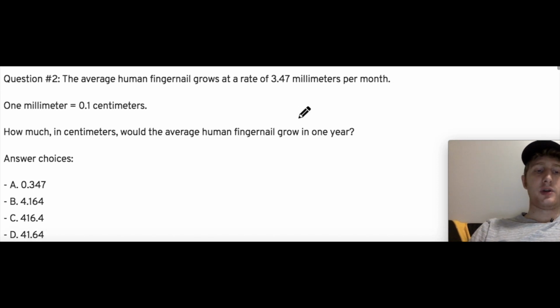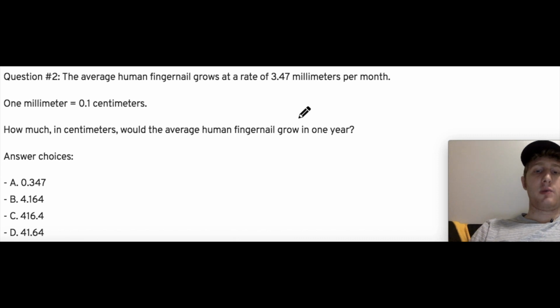Okay, let's go over this question now. So here what we want to do is understand that there's multiple ways to approach this. As with most questions on the GED, for math and for science, there's not usually just one way to think about it. But here, let me show you how I think is the best way to approach it. So we're given this 3.47 millimeters per month, and we want to figure out how many centimeters there'll be in years.